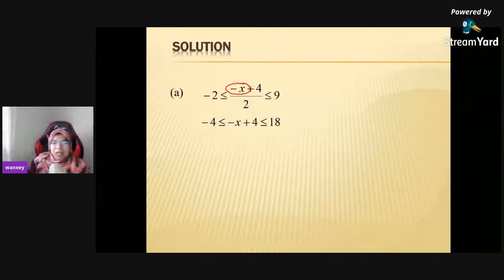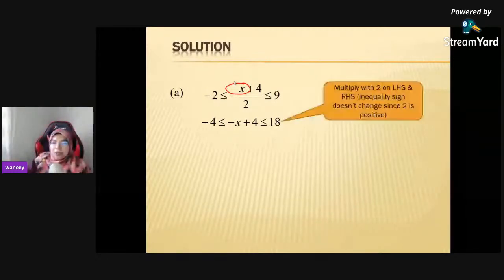Okay, so it will become -4 less than or equal to -x plus 4 less than or equal to 18. So we're going to multiply with 2 on the left hand side and right hand side. So the inequality sign doesn't change since 2 is a positive number. So now we've got to make sure we have x as the subject. So what we should do next is that we're going to minus 4 on the left hand side and right hand side. Okay, so now we have -8 less than or equal to -x less than or equal to 14.